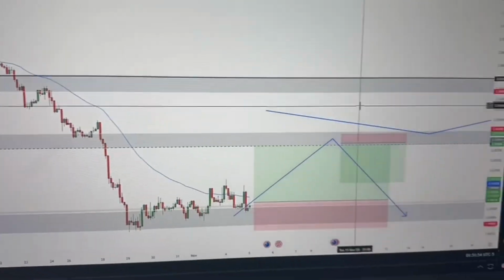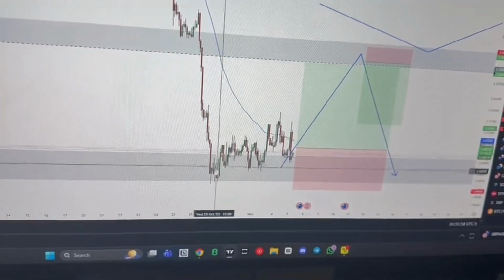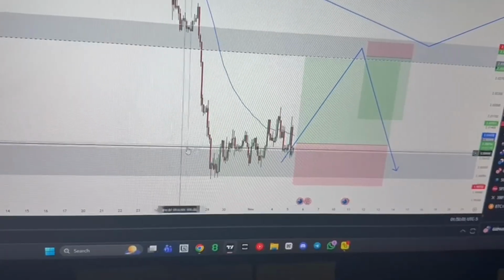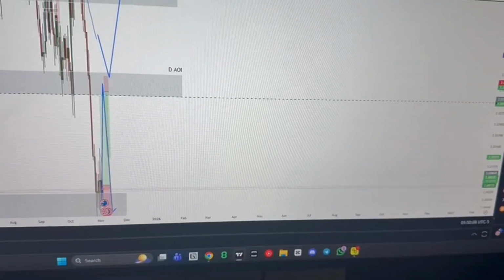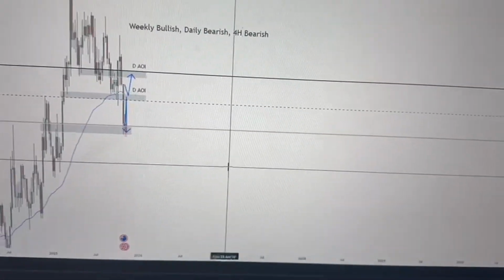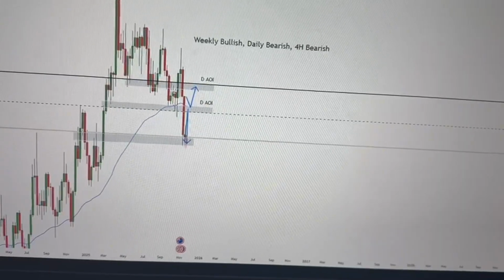But GBPAUD is looking like a nice counter trend trade. Look at this. Boom, boom, boom, boom. Break. Boom. Retesting this right here. I'm debating taking this because right now the weekly's bullish, right? So we are waiting for the pullback of this market.